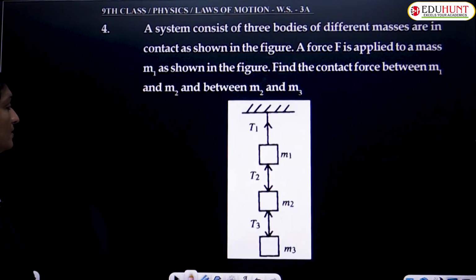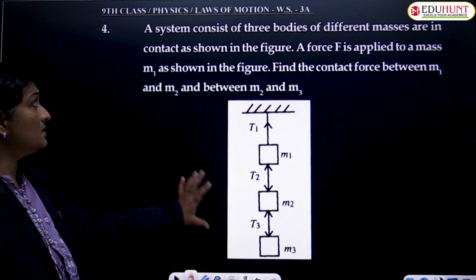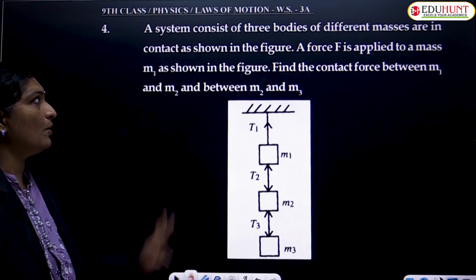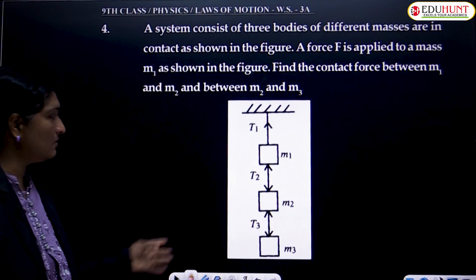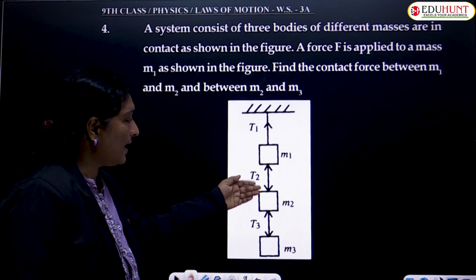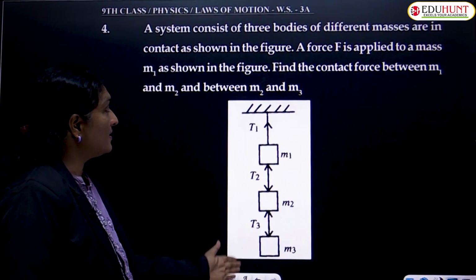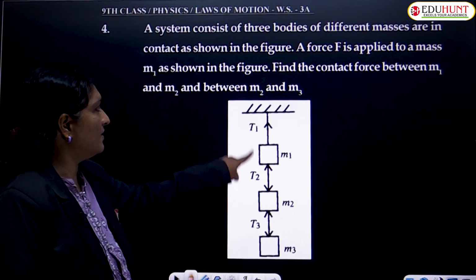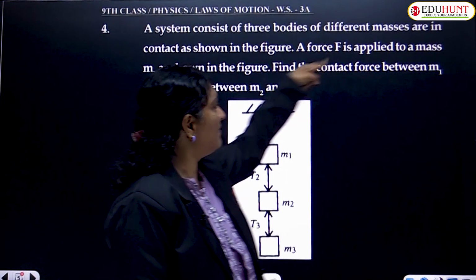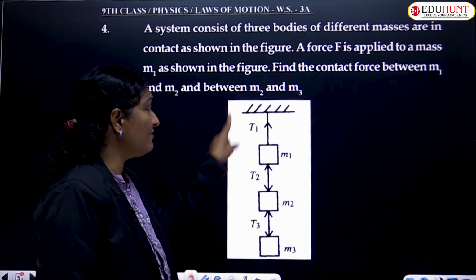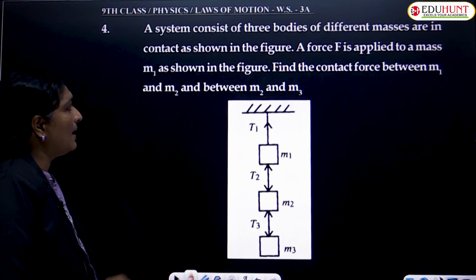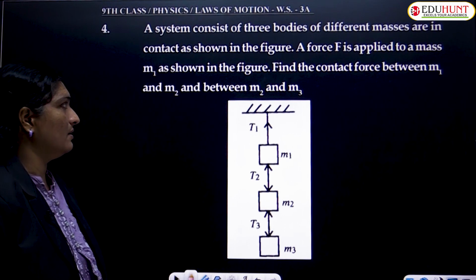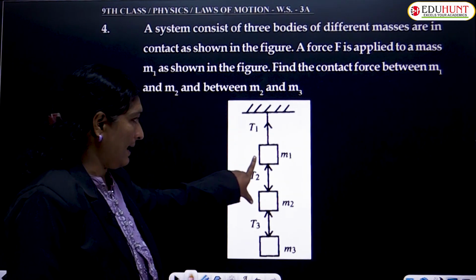Okay, so now moving to the next question, question number 4. A system consists of 3 bodies of different masses, m1, m2 and m3, in contact as shown in the figure. A force F is applied to a mass m1. They given here as F and here they gave it as T1. So F is nothing but T1 applied on a mass m1 as shown in the figure. Find the contact force between m1 and m2.